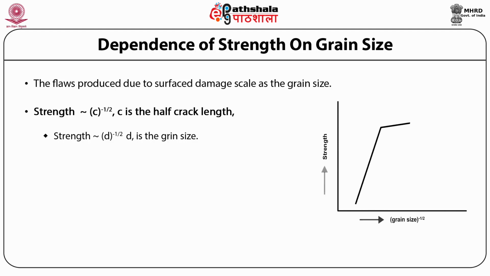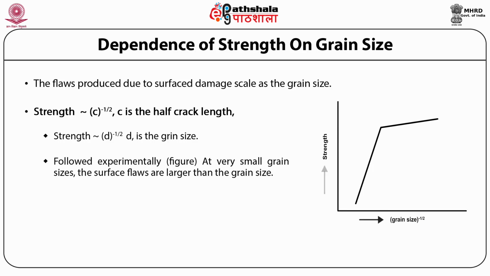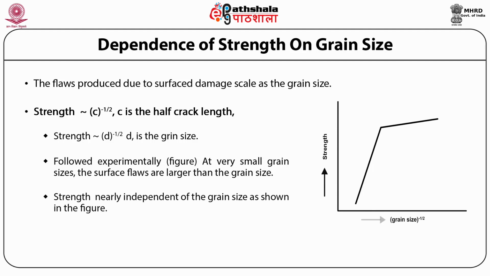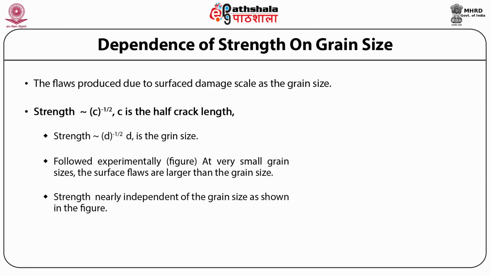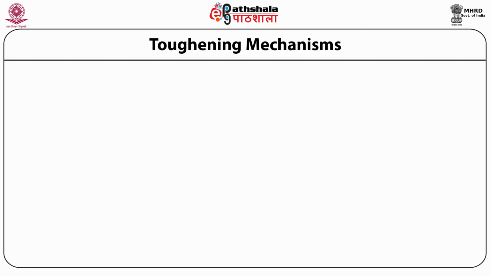This is found to be true in practice. The figure over here shows schematically the change in the strength with the grain size. At a very small grain size, the surface flaws are larger than the grain size to start with, and so the strength becomes nearly independent of the grain size as shown in this figure.